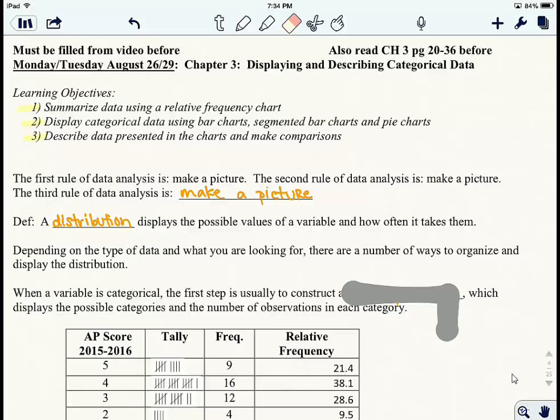On that note, a distribution displays the possible values of a variable and how often it takes them. Depending on the type of data and what you are looking for, there are a number of ways to organize and display the distribution. When a variable is categorical, and remember categorical means that we're counting up the people or things or items in a specific category, the first step is usually to construct a frequency table, which displays the possible categories and the number of observations in each category.